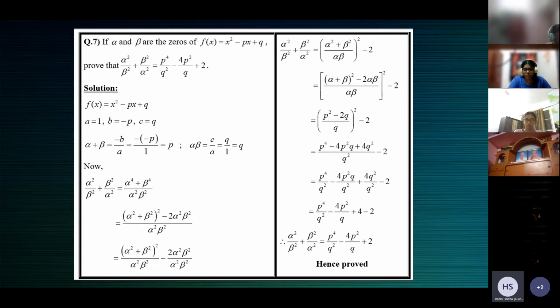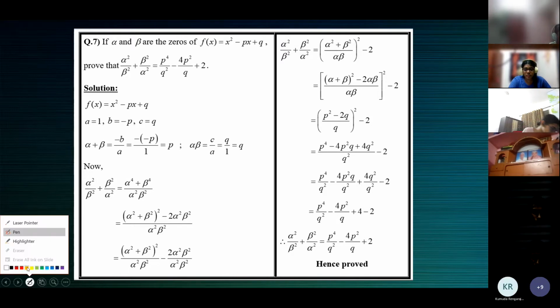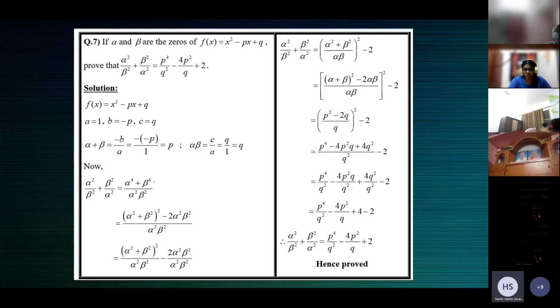Yeah, so this is the identity. Alpha to the power 4 plus beta to the power 4 is equal to alpha square plus beta square the whole square minus 2 alpha square beta square. We just derived that. I just showed you how it is. Yes, ma'am. Next step.